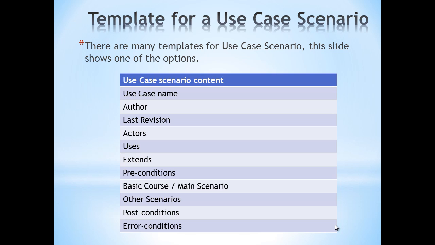Those are basically the steps as an interaction between user and system to accomplish the goal, which is the use case. Other scenarios are alternative paths. Then we have the post conditions, which is the situation that applies after the use case is done. And we have the error conditions, which talk about things that can go wrong.